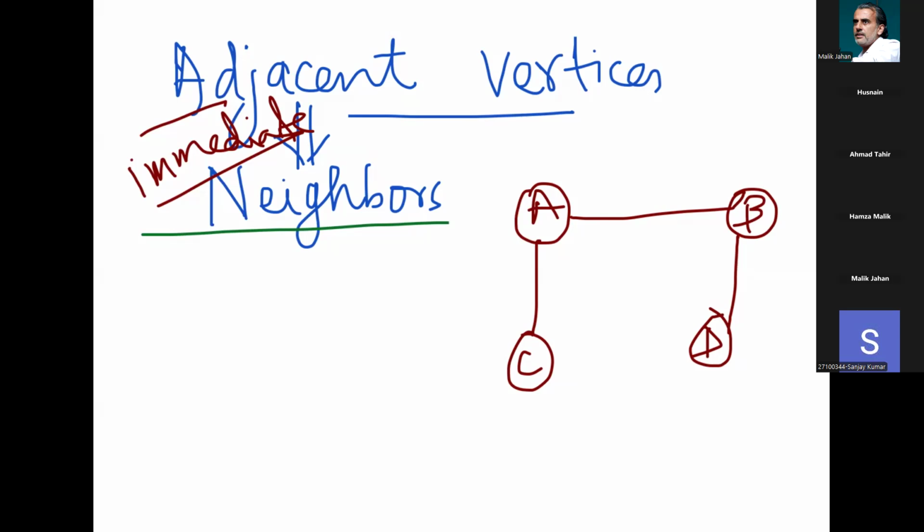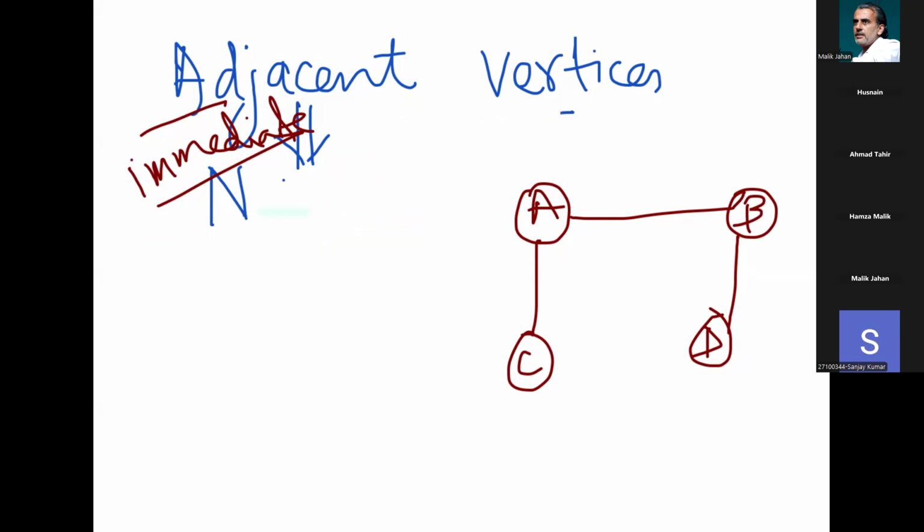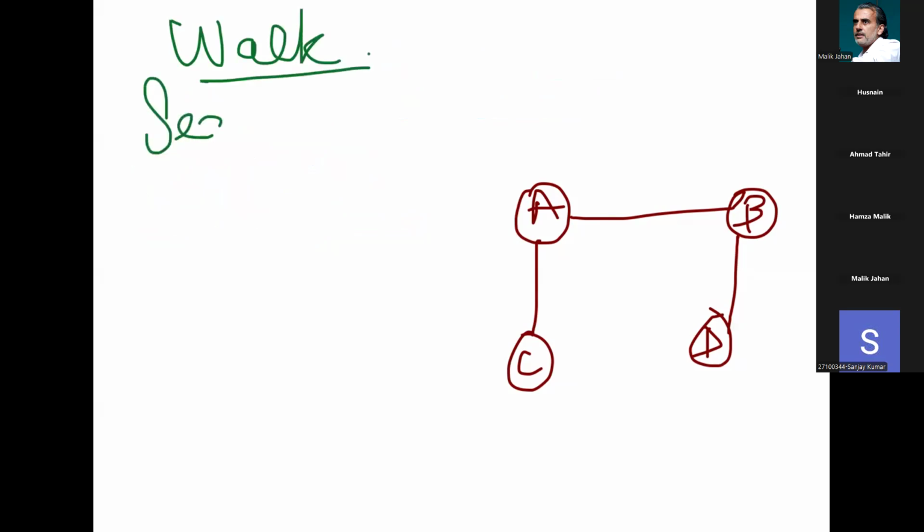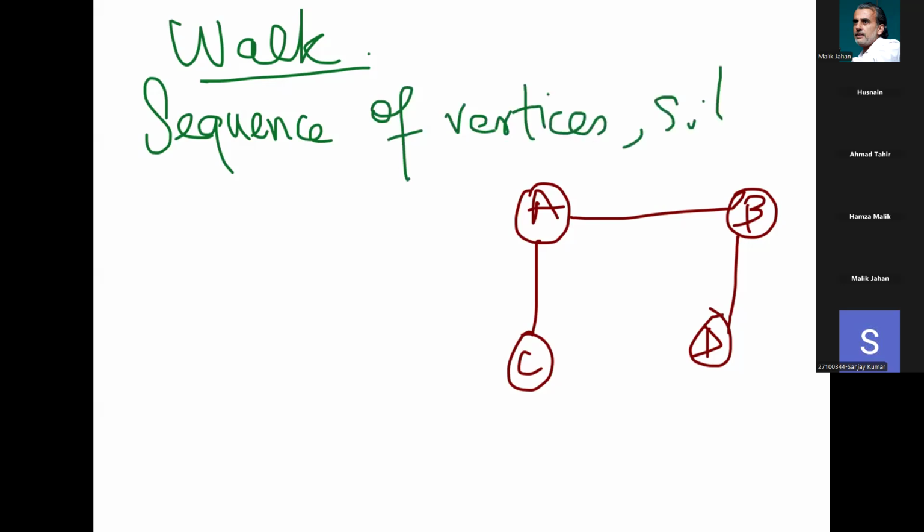So let me keep this graph as it is, and within this graph, let's talk about another concept, which we termed a walk. A walk was defined as a sequence of vertices such that in that sequence, the ith vertex and the (i+1)th vertex make up an ordered pair, and that ordered pair is part of the set of edges.